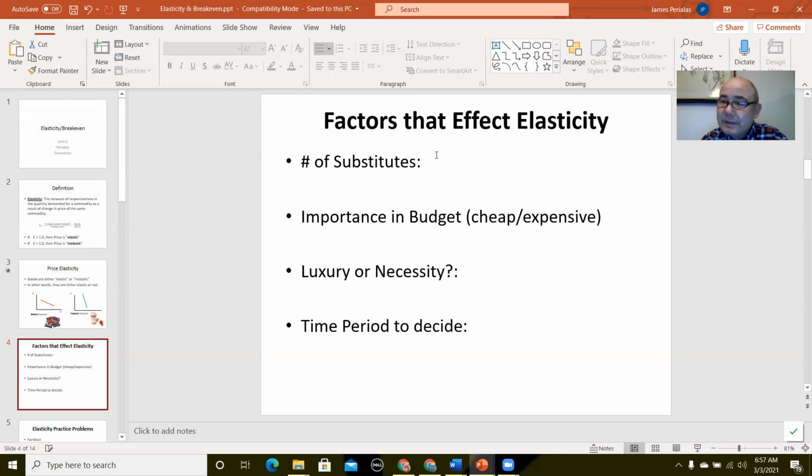And yet with milk prices, the quantity demanded doesn't drop much. Now there is a little bit of the importance of the budget factor there. It's not a huge part of a family's budget, $2 or $5 or $6 or whatever. But many families consider milk somewhat of a necessity. We have to have our milk.